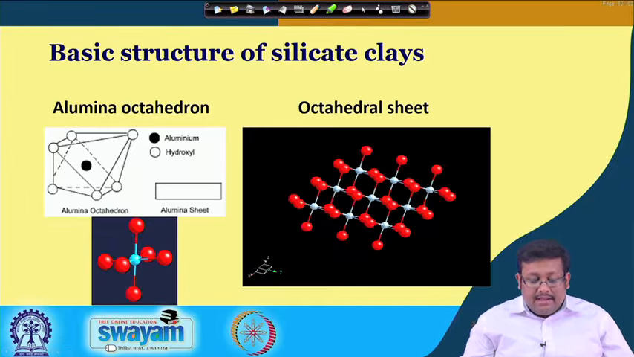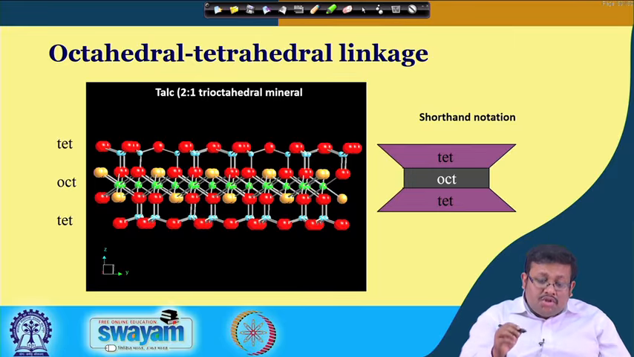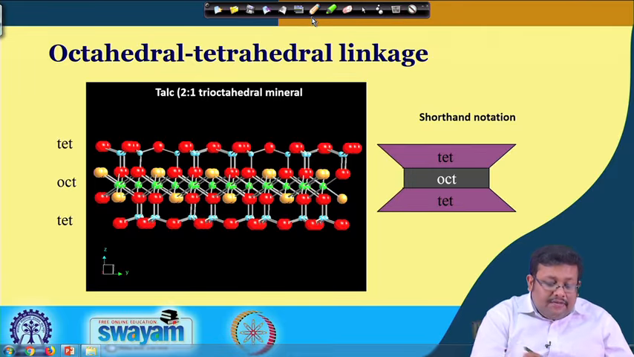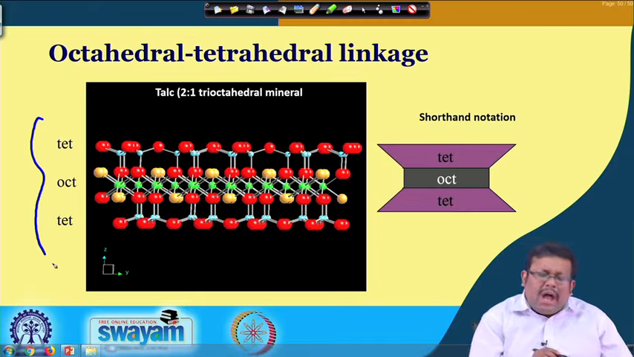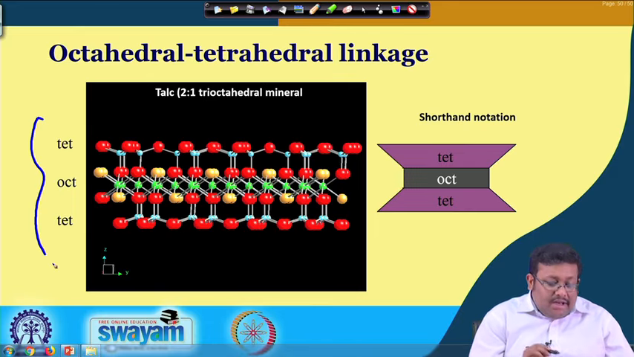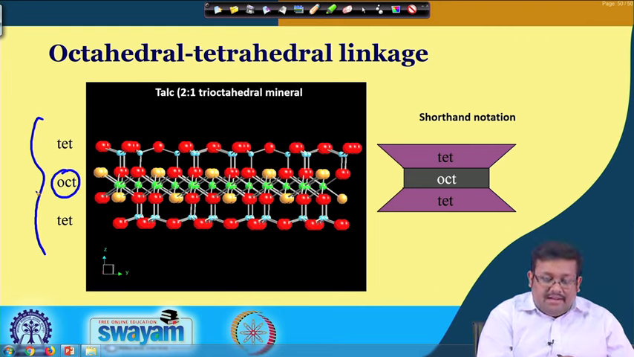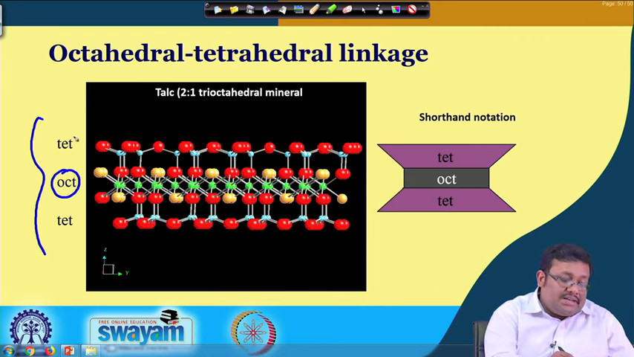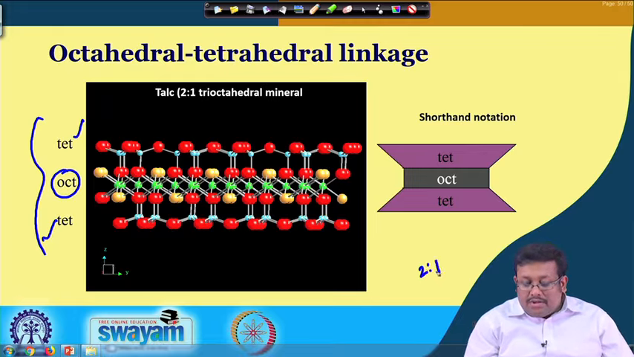Let us go ahead and see how the tetrahedral and octahedral linkage works. If we consider this a unit cell, we call it a 2:1 trioctahedral mineral. Why do we call it 2:1? Because you can see in the middle there is an octahedral sheet sandwiched between 2 tetrahedral sheets. So, 2 stands for 2 tetrahedral sheets and 1 stands for 1 octahedral sheet.